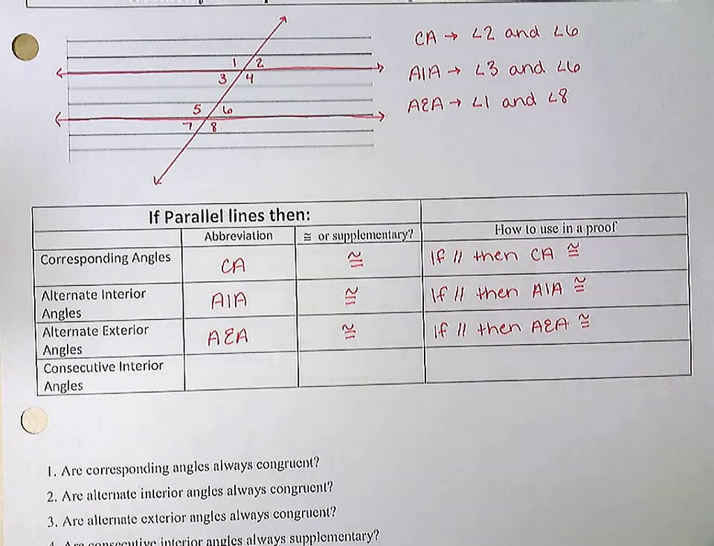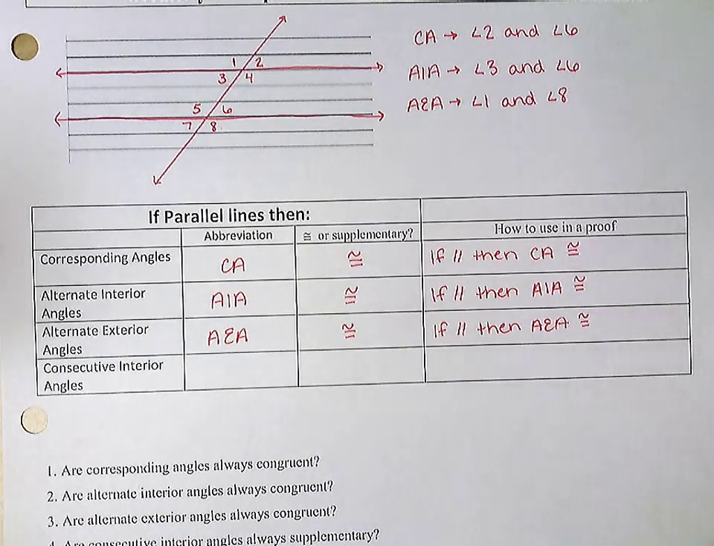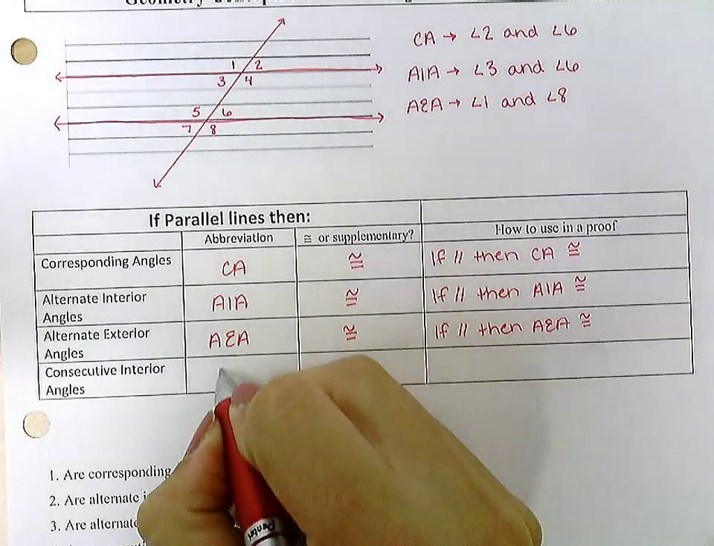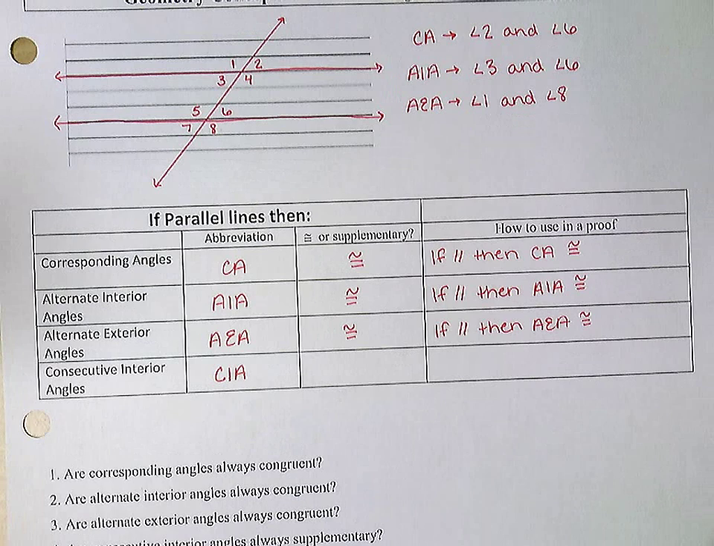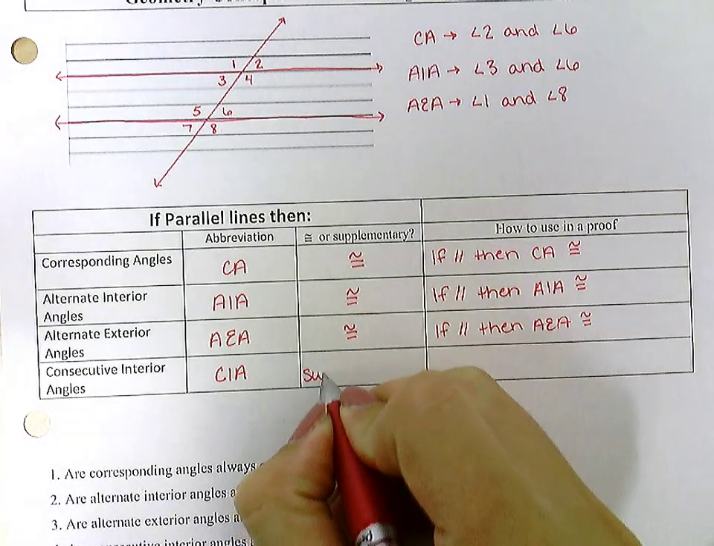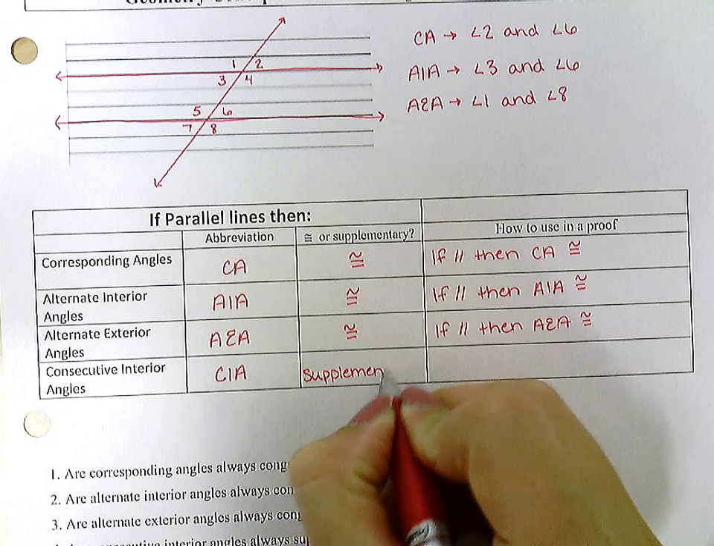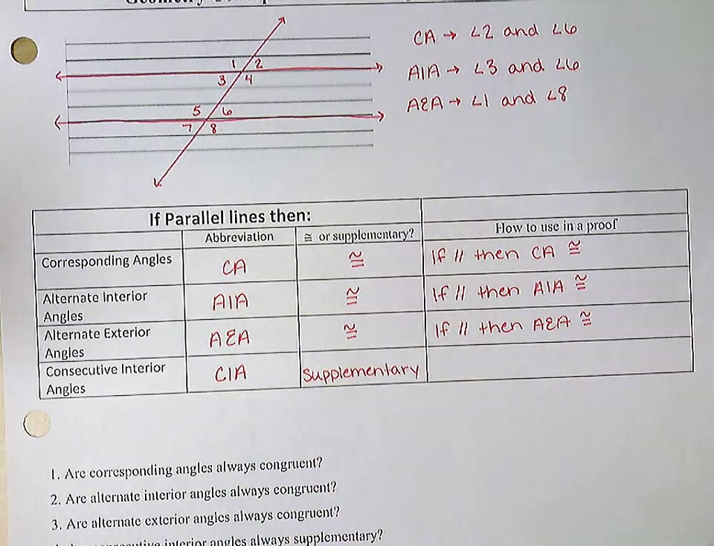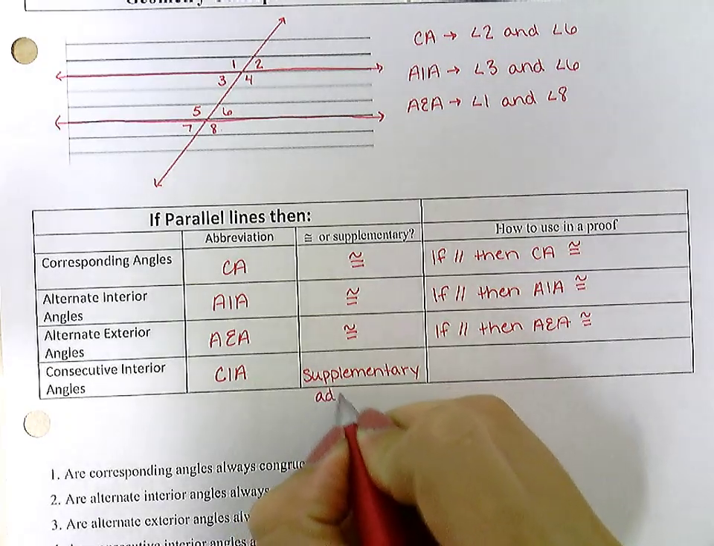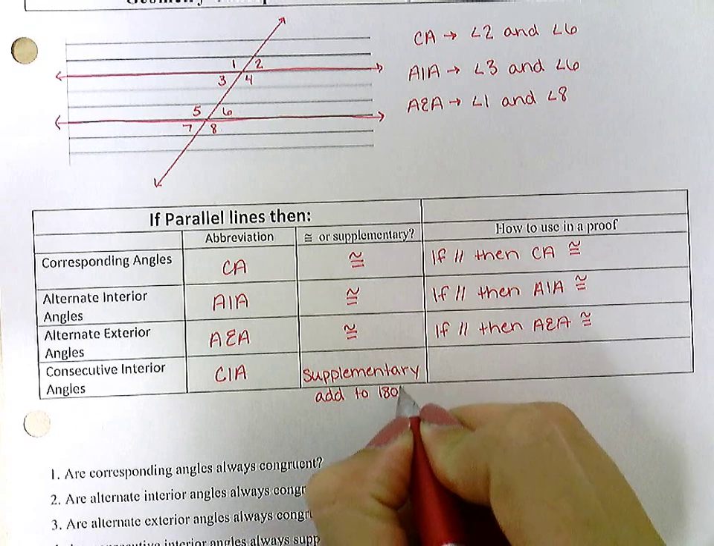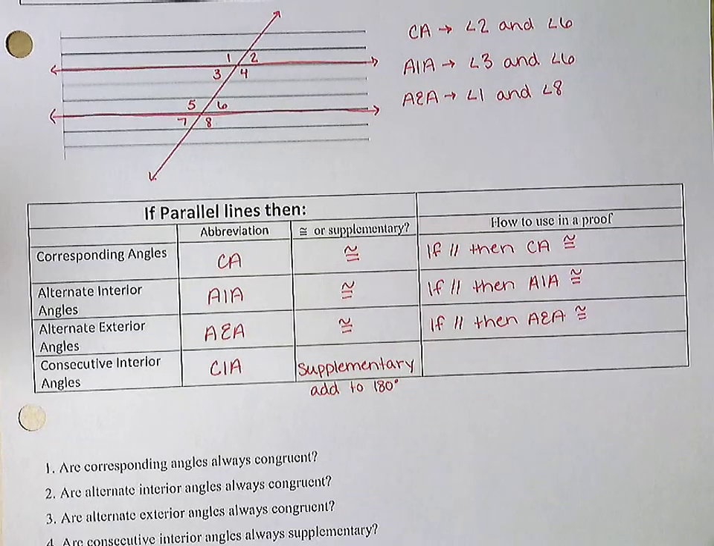Our last type of angle pair here are consecutive interior angles. That abbreviation is CIA, not Central Intelligence Agency. Consecutive interior angles. Those angles are supplementary, not congruent. Supplementary meaning they add to 180 degrees. That's what supplementary means.